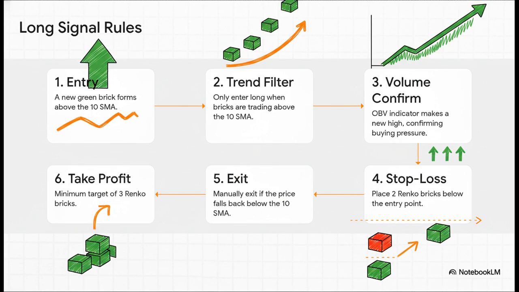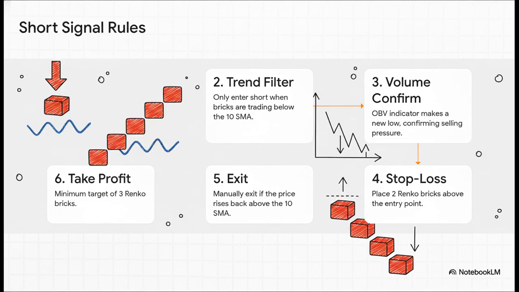Once we're in, the stop loss goes 2 bricks below our entry, and we're shooting for a minimum profit of 3 bricks. And for a short or a sell signal, we just flip the whole script. The trend must be down, with bricks trading below the 10 SMA. Our entry is a new red brick forming below that SMA, and we absolutely need the OBV to confirm by making a new low. The stop loss goes 2 bricks above the entry, and again, we're targeting a minimum of 3 bricks for our profit. It's simple, it's clear, and it's totally rules-based.